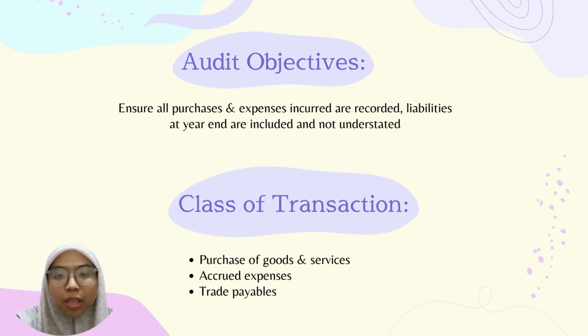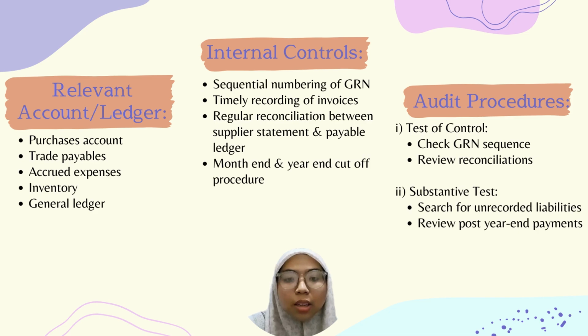The second management session is completeness. Audit objective for completeness is to ensure all purchases and expenses incurred are recorded, and liabilities at year end are included and not understated. For class of transaction: purchase of goods and services, accrued expenses, and trade payable. Next, relevant account or ledger: purchase account, trade payable, accrued expenses, inventory, and general ledger.